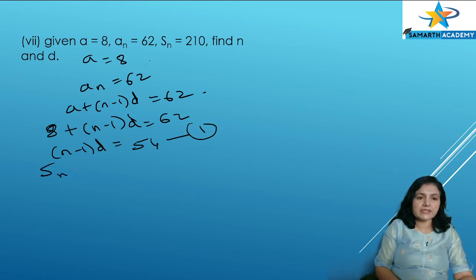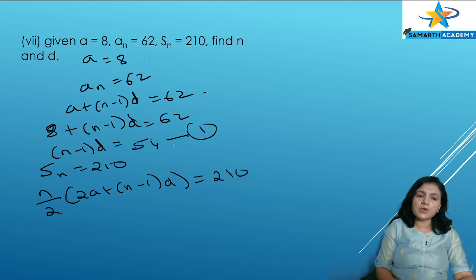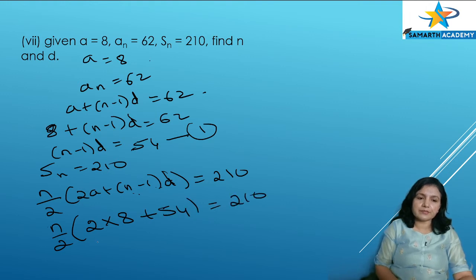So let me write that. Sn is equal to 210. N by 2 into 2a plus n minus 1 into d equal to 210. From equation 1, we know that n minus 1 into d is 54. So let me write the whole thing there. N by 2 into 2, what is a? A is 8, plus 54 is equal to 210. So n by 2, 2 into 8 is 16. 16 plus 54 is 70, equal to 210.